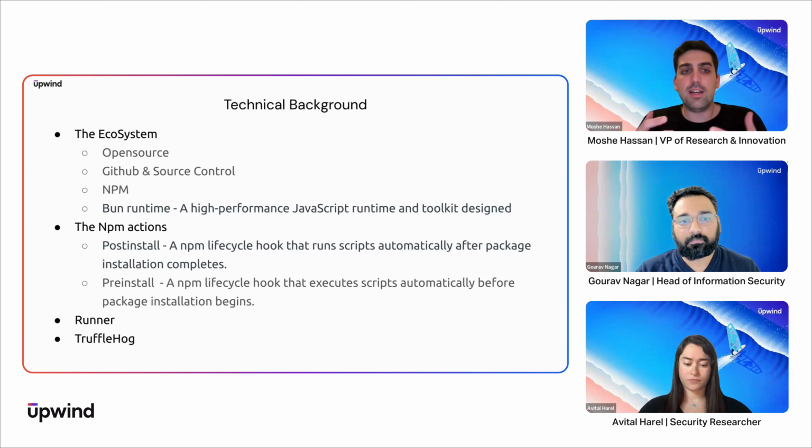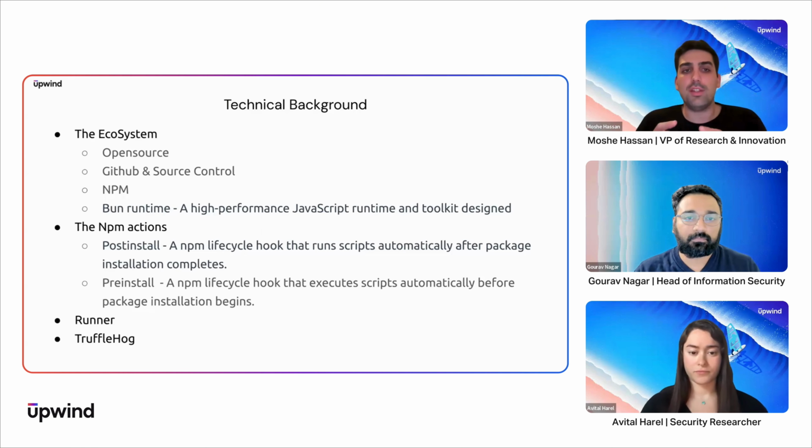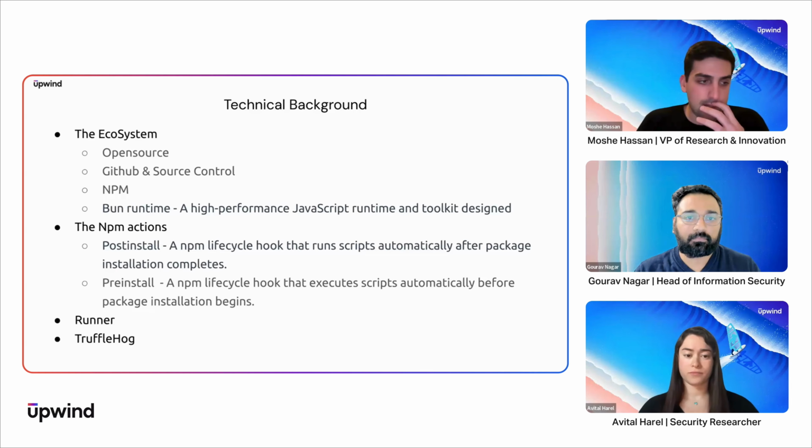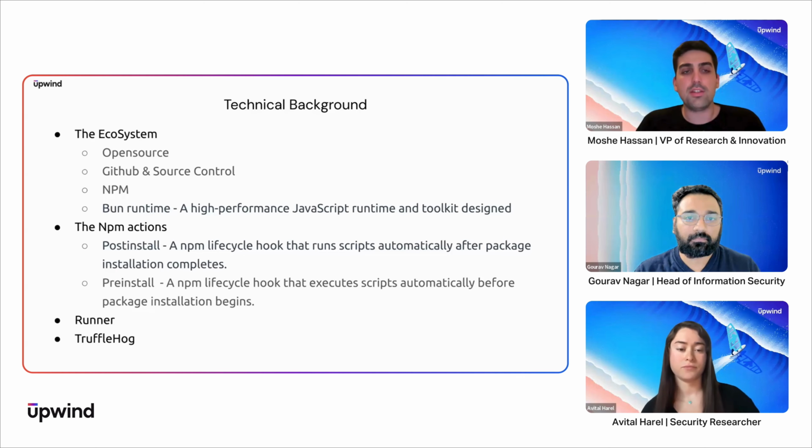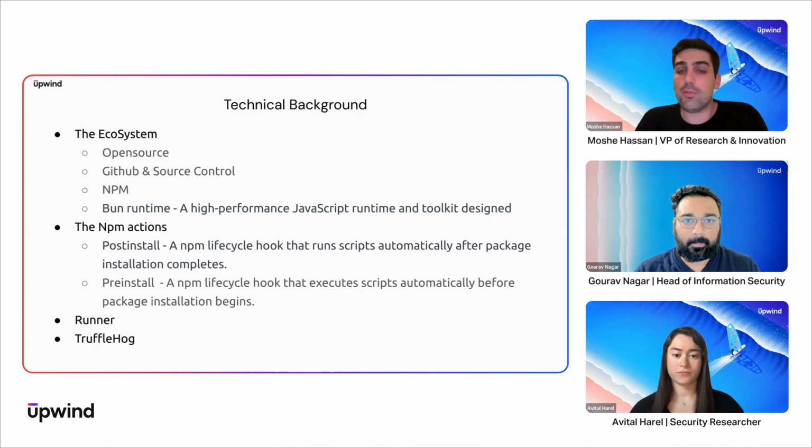And we see that in these kinds of incidents, the focus is on the NPM environment, which is related to JavaScript, and the NPM environment is the foundation of the attack itself. Inside the attack, we're using the Bun runtime, which is a quite unique, high-performance runtime for JavaScript, and a replacement for Node.js. And let's talk about the NPM actions, which are a crucial part of the attack.